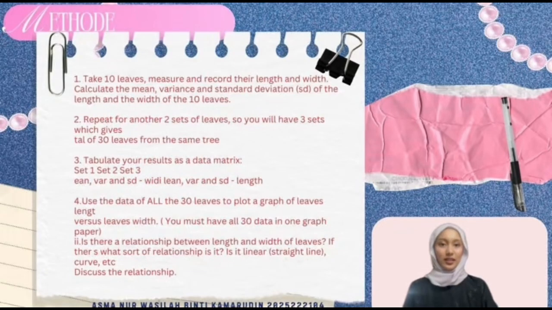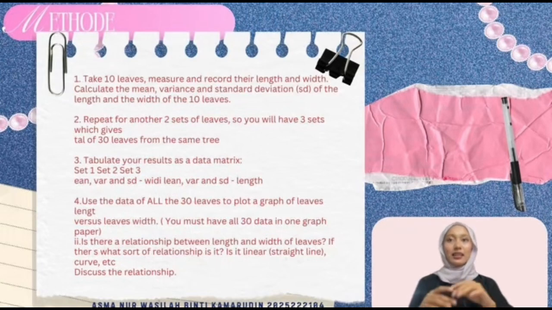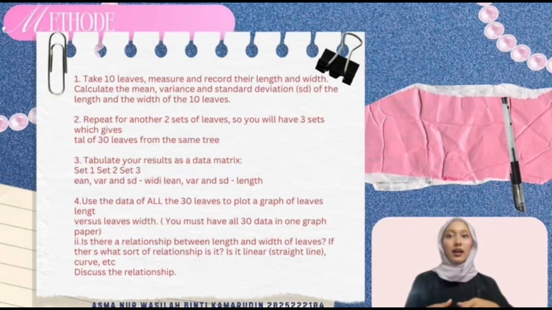The method for this practical is, first, take 10 leaves and measure and record their length and width, and then calculate the mean, variance, and standard deviation of the length and width of the 10 leaves, and then tabulate the data in the graph paper. Second, repeat for another 2 sets of leaves, so we will have 3 sets, which give a total of 30 leaves from the same tree.